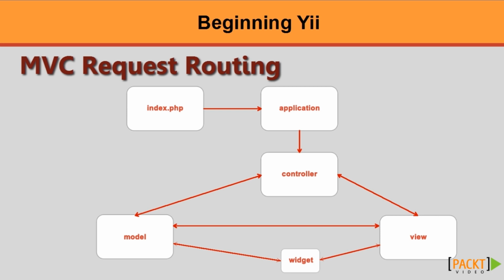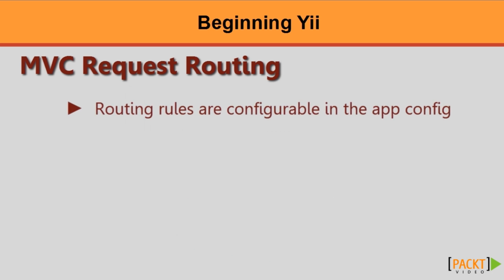Like many frameworks and CMS applications, Yii uses an index.php bootstrap file through which all traffic is funneled. The index.php bootstrap is only responsible for running the Yii application. The Yii application component is the front-end controller and decides how to route the application request. The routing rules used by the application component are configurable in the web application's config file.